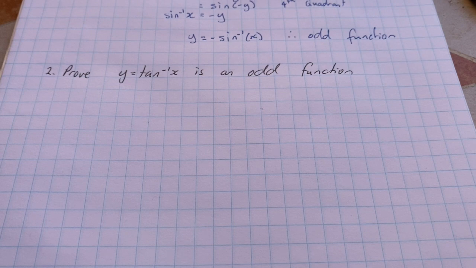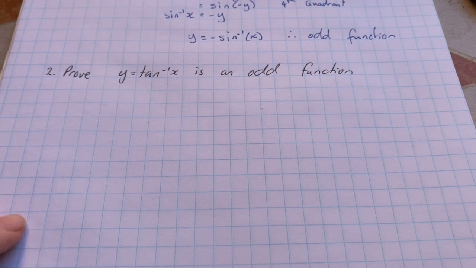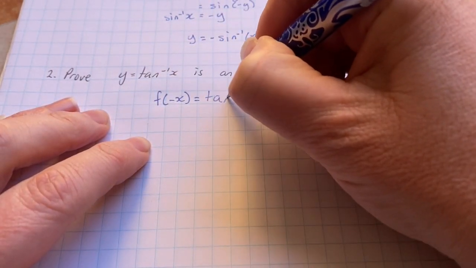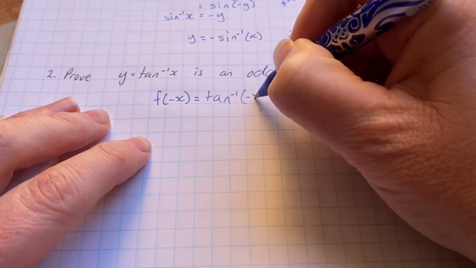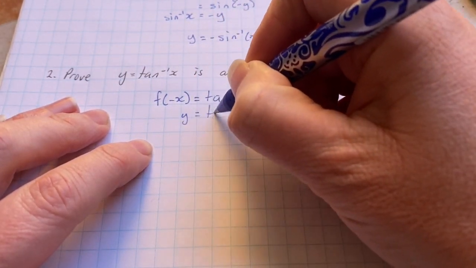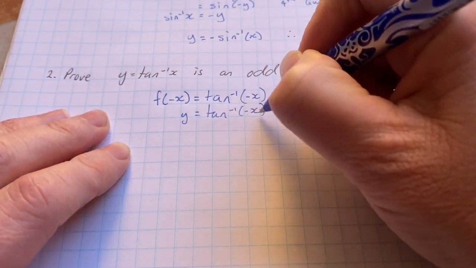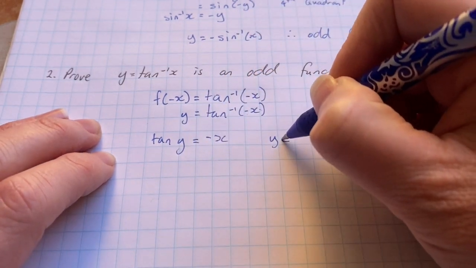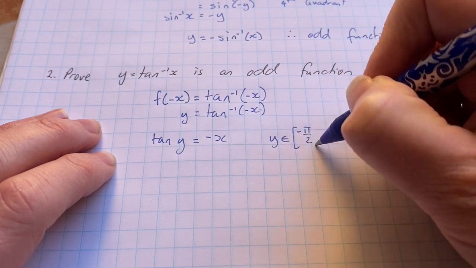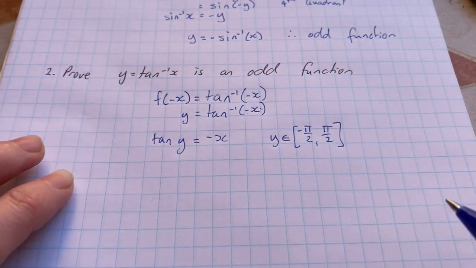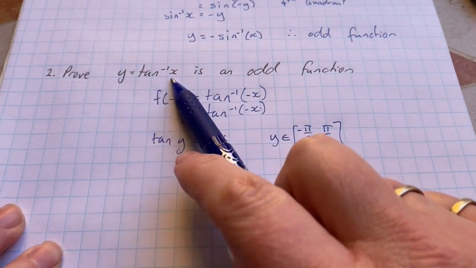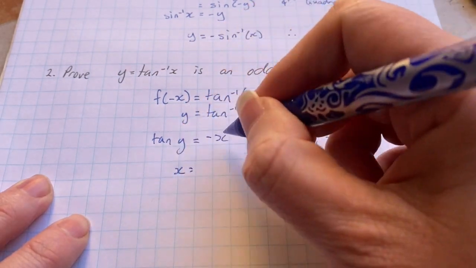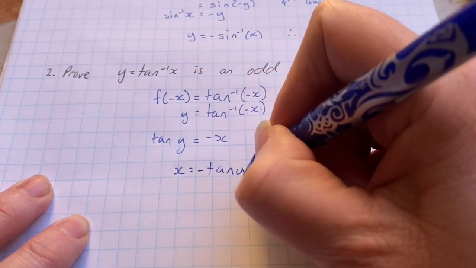Proving that tan is an odd function is exactly the same, so you should pause the video and try and do this yourself first. So firstly I'm going to find f of negative x, which is tan inverse of negative x. I'm just going to rewrite it as y instead, just like I did above. And I'm just going to take the tan of each side, but I'm also going to note here that y has to be between negative pi on 2 and pi on 2, because that's our range defined by the fact that we're looking at the tan inverse function. Make it x equals, I'm multiplying by -1, negative tan y.